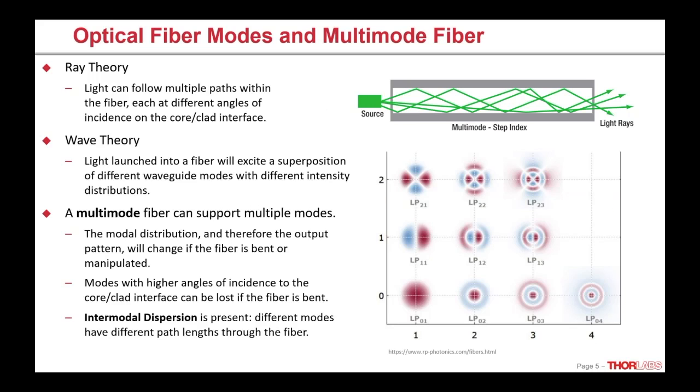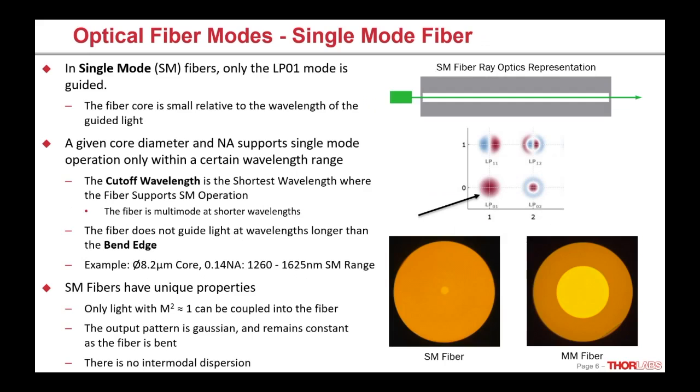And then the other type of fiber, which is pretty common, is what we call a single mode fiber. So basically a single mode fiber is where we've taken this core cladding structure and we've tweaked the design to make the core pretty small relative to the wavelength of the guided light. The core diameter is going to be a couple wavelengths in diameter. And because of this, only this fundamental LP01 mode is guided within the fiber.